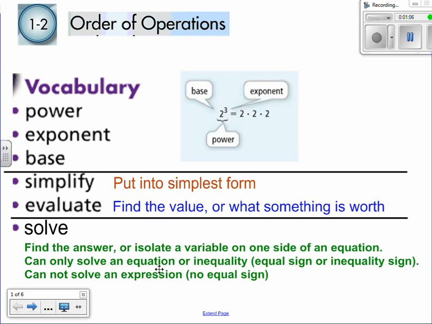By the way, that brings up a question. What's the difference between an equation and an expression? Two things. Equation has an equal sign. Expression does not. The other thing is, you can solve an equation, you cannot solve an expression. Moving on.